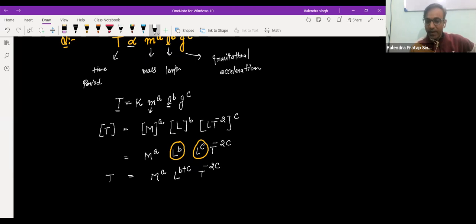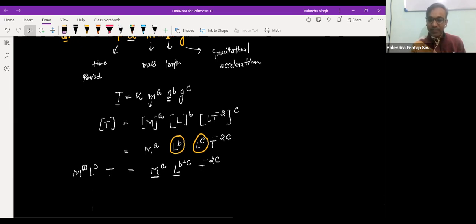Now compare. Here the only term is T, so how will you compare? Because here is an M term, here is an L term. Listen very carefully. I can write here M raised to the power a, and on the left, M raised to the power 0 and L raised to the power 0. Can I write? All of you agree now? Because L raised to the power 0 is 1, and you can multiply by 1 easily in any equation.